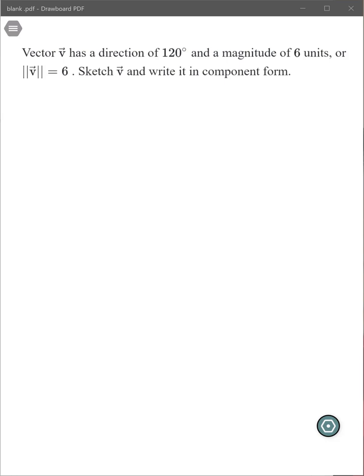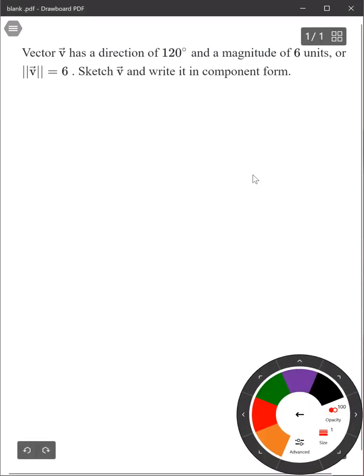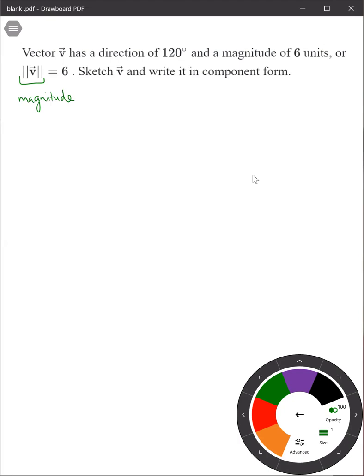Okay. And hopefully you guys still remember what we learned yesterday. This is the notation of magnitude. And so then for me, I'm a visual learner, so I will sketch it and actually see where is the vector v on the xy coordinate plane.